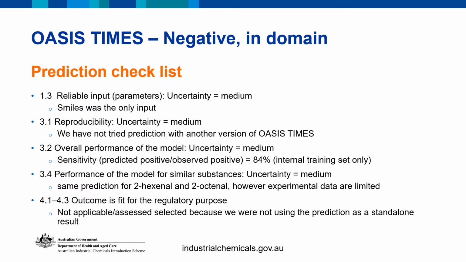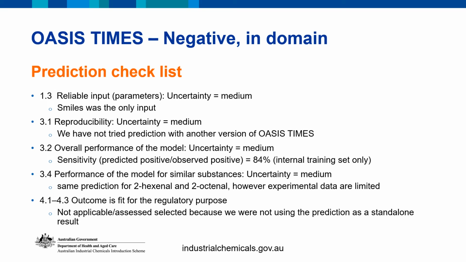Each assessment element in the prediction checklist is assigned an uncertainty. I will not discuss the assessment elements with low uncertainty. Assessment element 1.3, reliable input parameters, was assigned medium uncertainty because SMILES was the only input.